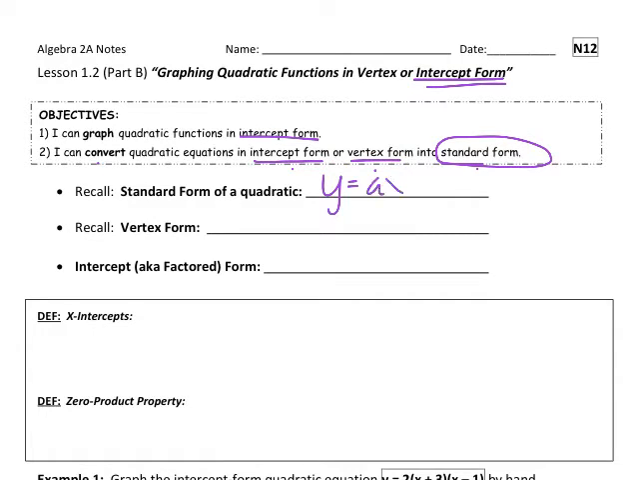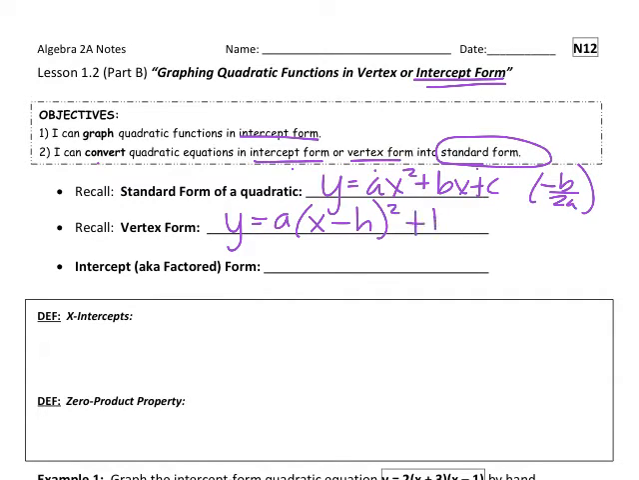y equals ax squared plus bx plus c, and to find the vertex we had to use this little formula here to find x, and then we plugged it in to find y for the vertex. And then yesterday we talked about the vertex form, which was even more simple because we saw the vertex in our h and k values. And then today we are going to be taking a look at the factored form. It's also called the intercept form. So that's going to be a times the quantity x minus p times the quantity x minus q.